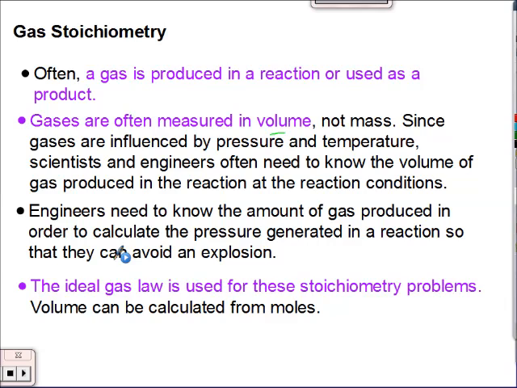Again, engineers have to know how much gas is produced so that we can calculate the pressure generated to avoid explosions. It's one practical reason that we would want to know something about the volume. We use the ideal gas law for stoichiometry problems. The volume is calculated from the moles using PV equals nRT.